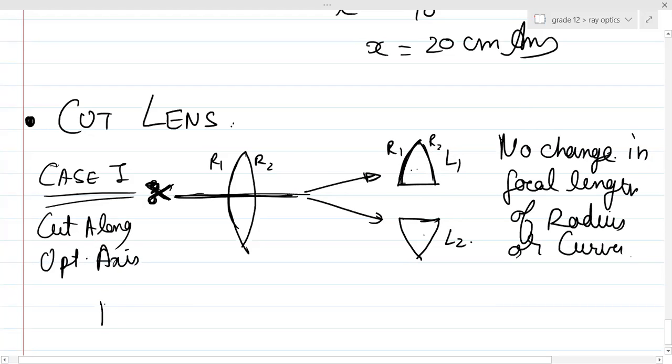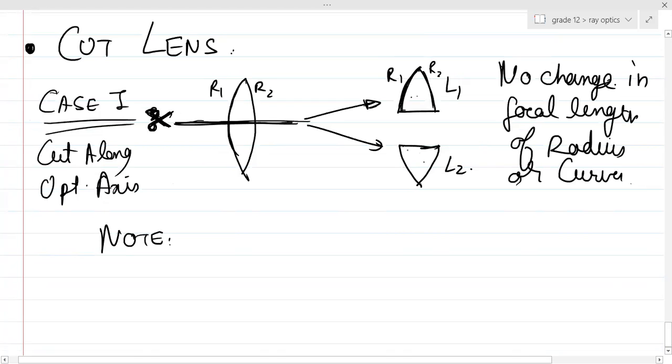But please remember what will happen. If you use this to form the image, it will be less bright now. Why will it be less bright? Because the portion of light which was coming from the bottom of the lens is not there. So it will be less intense. The intensity will decrease, right?